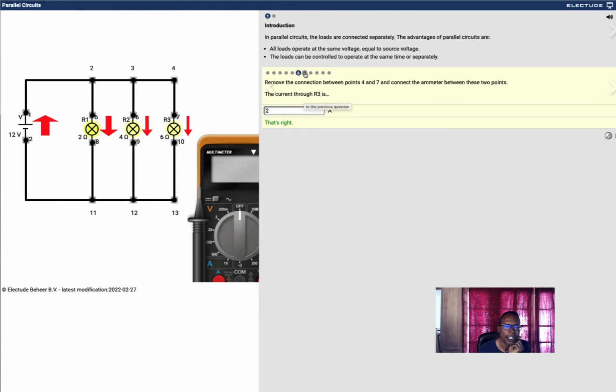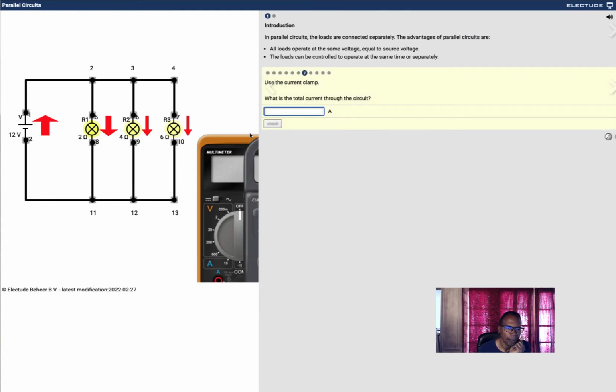Alright, so let's go to the next one. Now it says here, using the current amp, what is the total current through the circuit? Now we can add it up from the previous examples. The current going through each branch adds up to the total of the whole circuit. The complete circuit, I should say.